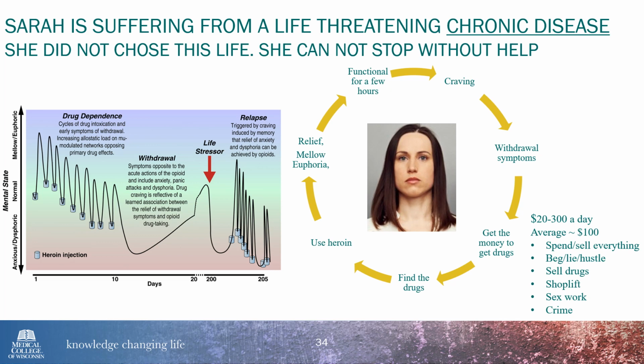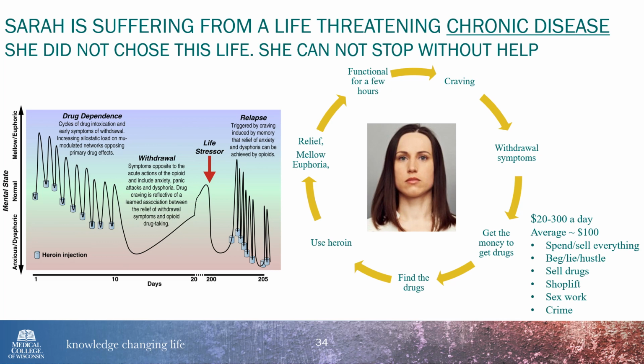So Sarah has a life-threatening chronic disease. She didn't choose this life, but she can't really stop using drugs without help. So the cycle of drug dependence: it's important to point out that, often in the beginning, people have a normal mental state and they're using drugs to feel good, right? They reach a euphoric state. Often there's some kind of traumatic thing in their life that they're trying to escape, and they need that mellow euphoric mood to help cope.